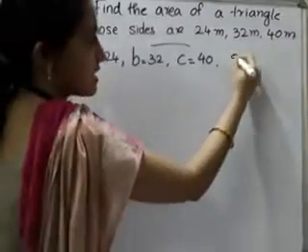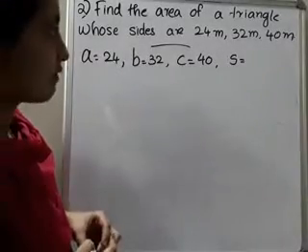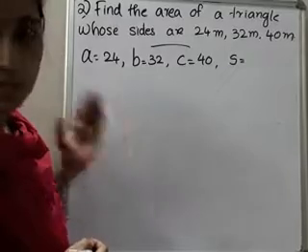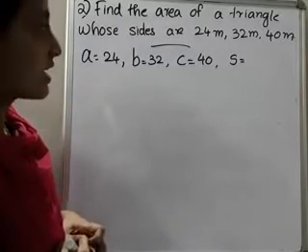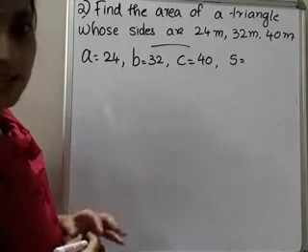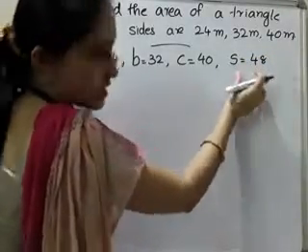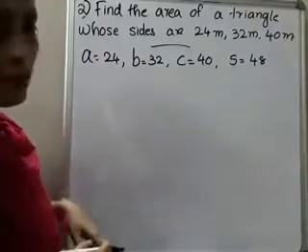Then what is S? S is equal to what? Adding all the sides. Is it 24 plus 32 plus 40. So please add 24 plus 32 plus 40. What is the answer? Yes, 96. 96 by 2. What is 96 by 2? That is 48. You have to write the step. I will skip that step. So please you have to write there. Okay. So S is equal to 48.